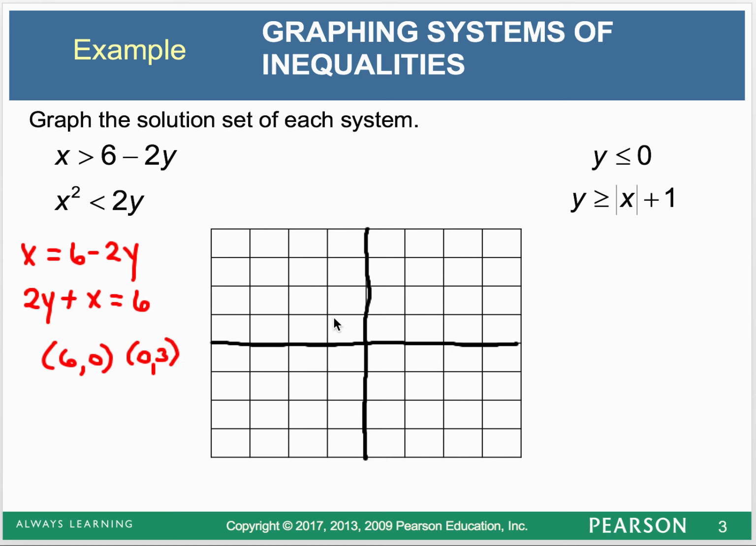So I've got those points, 0, 3, and 6, 0. Okay, dotted line. And then figure out which side to shade. Let's plug in 0, 0. So is 0 bigger than 6? No, I'm going to shade this side.